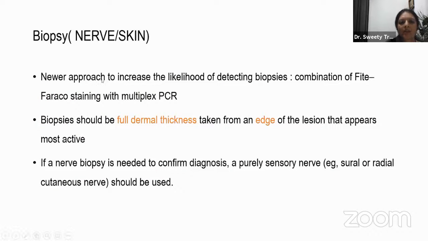Now regarding biopsy, what is the new thing? When a biopsy is taken, to increase the yield, a combination of Fite-Faraco stain and multiplex PCR is used. So it increases the chances of detecting AFB in the biopsies. If it is a skin biopsy, full dermal thickness should be used, we know that. And if it's a nerve biopsy, usually a pure sensory nerve, sural or the radial cutaneous nerve, or more accessible nerves which cause minimum damage, should be used.